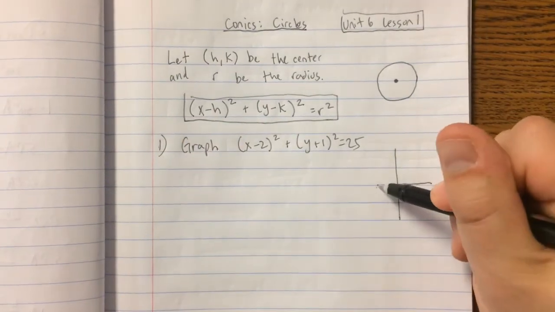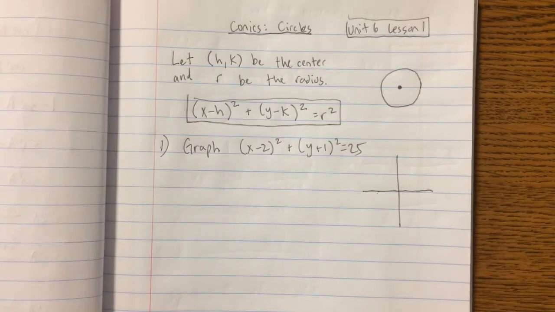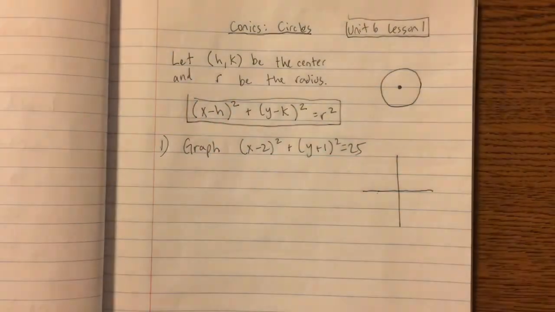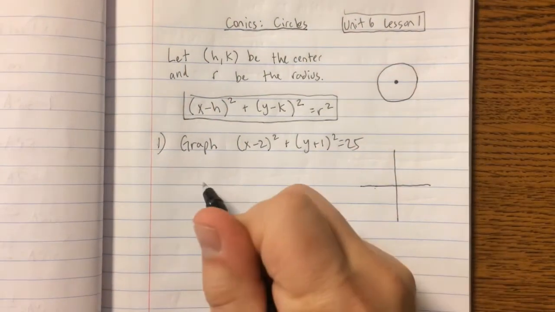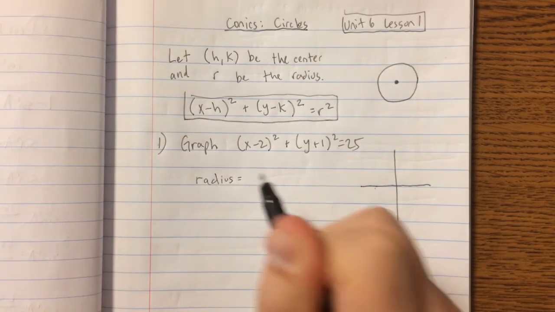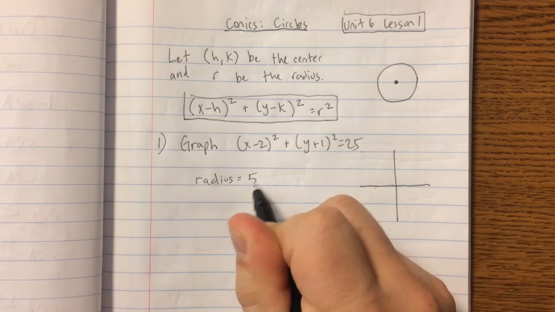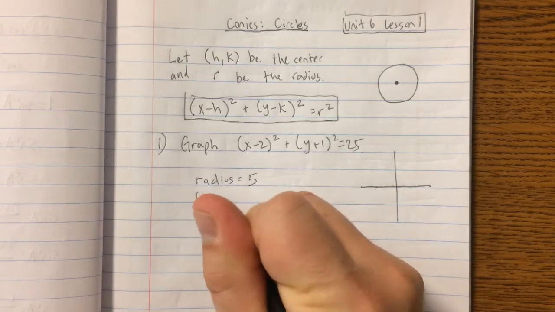All right. So what are some of the important pieces of information in this equation? Well, we know the radius is 5. Okay, so how did you get that? Well, we had 25 where r squared should be, so the square root of 25 is the radius. Okay, so the radius would be the square root of 25, which is 5, right? And then where is the center?